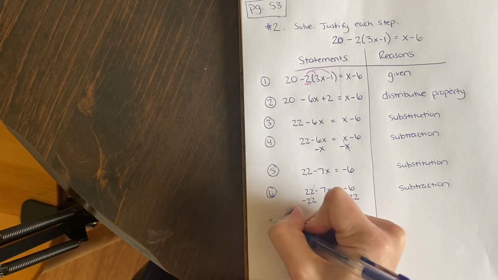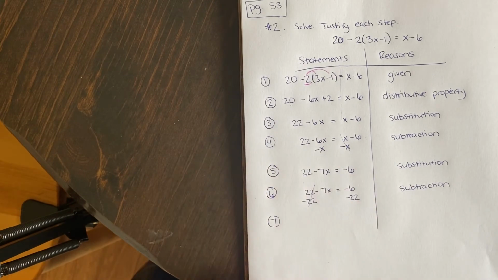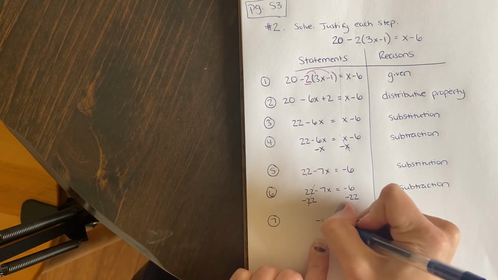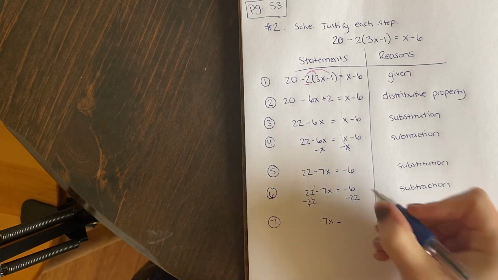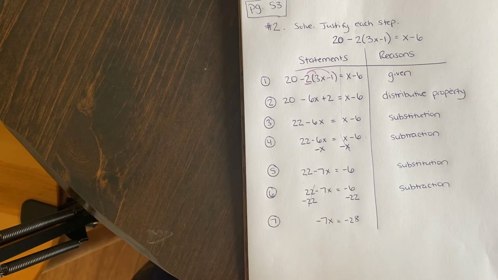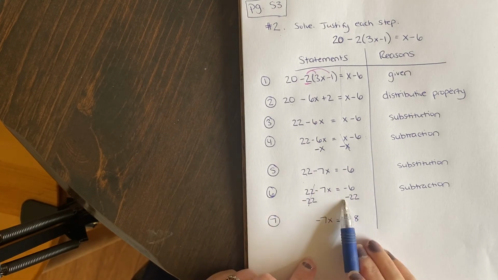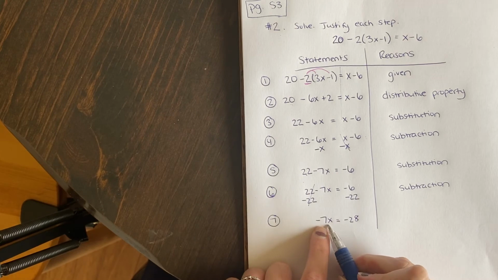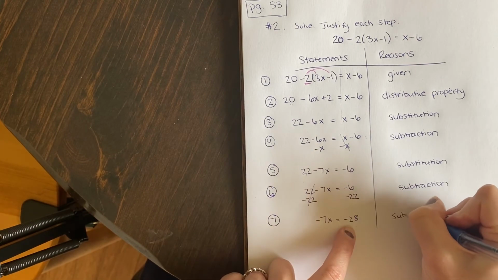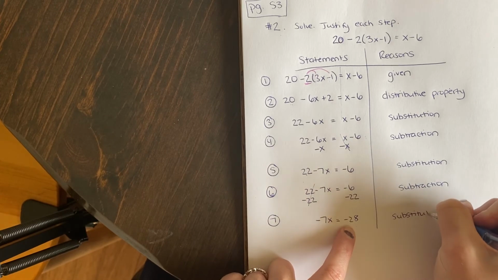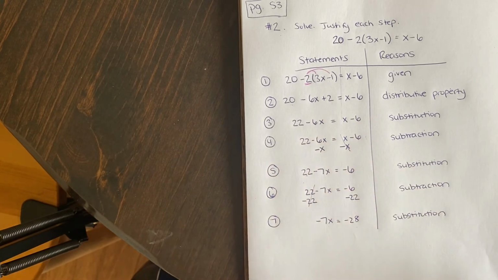These are going to cancel. I'm left with negative 7x on the left and negative 28 on the right. So remember, when I simplify to get negative 7x over here and negative 28 over here, I used substitution. This is a long one.